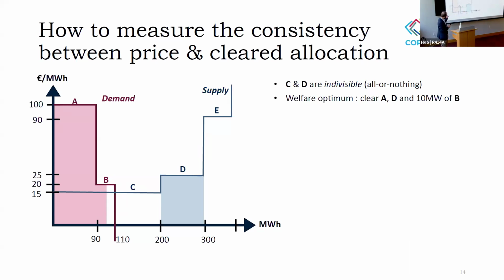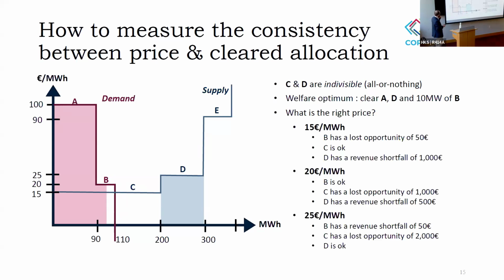Right. Now with this allocation, when you just look at this example, there are really three main prices that you would like to investigate a little bit further. So one price is 15 euro over here. If you select 15 euros, it's not an equilibrium.